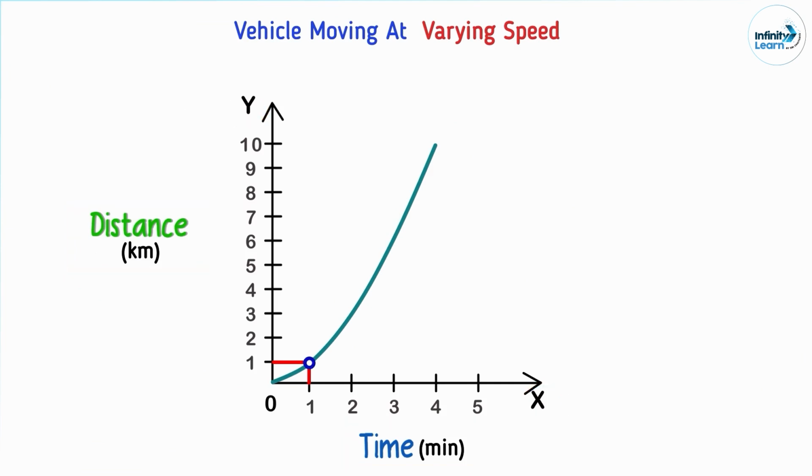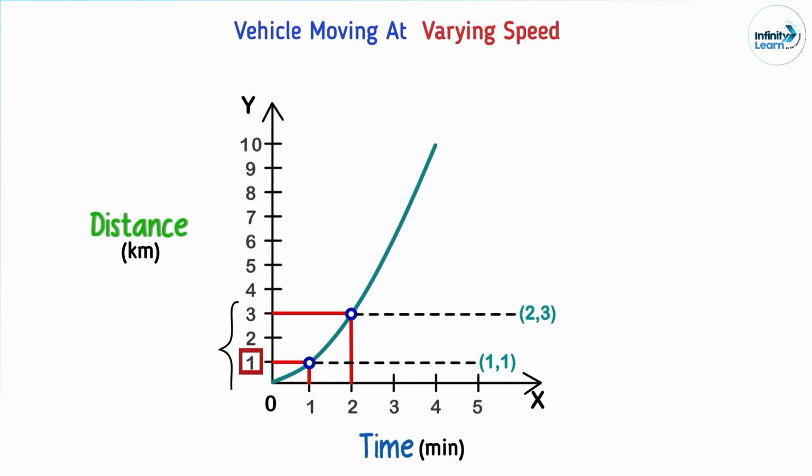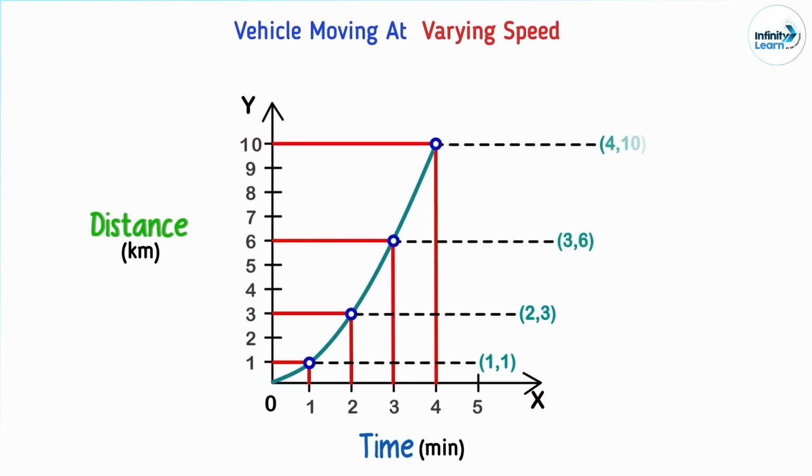In the first minute, the vehicle covers a distance of 1 kilometer. So we plot the point 1, 1. In the second minute, the vehicle travels the distance of 2 kilometers. We plot the second point, which will be 2, 3. Remember, the y-axis shows the total distance. So 1 kilometer plus 2 kilometers will be 3 kilometers. And plotting more points gives us this graph.